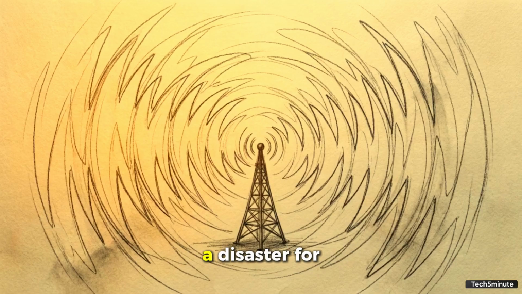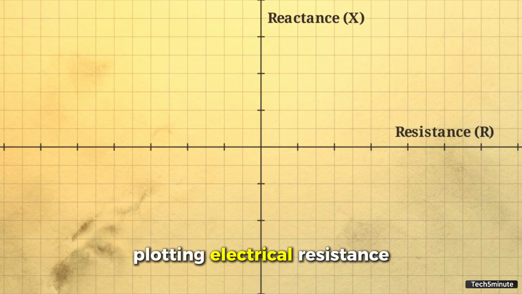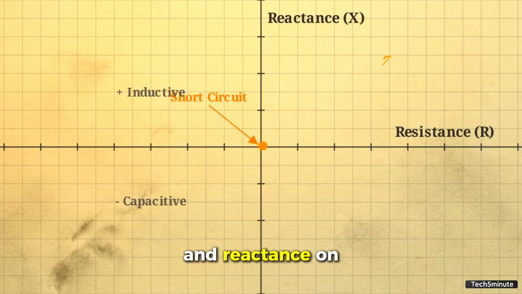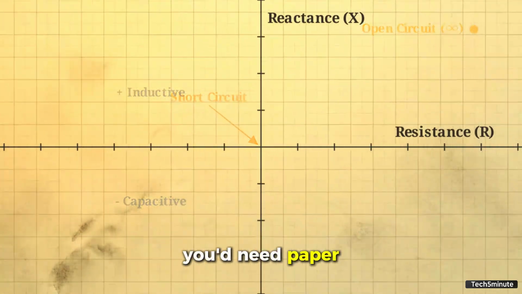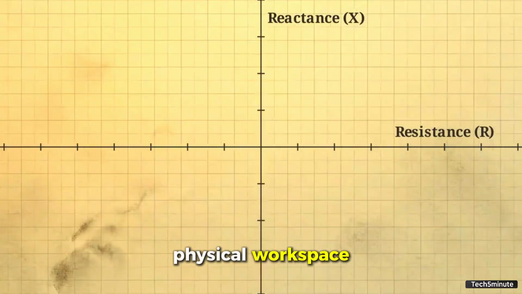These reflections are a disaster for communication. They create standing waves that distort data and prevent power from reaching an antenna. Engineers initially tried a standard Cartesian grid, plotting electrical resistance on one axis and reactance on the other. But electrical states can be infinite. To plot every possible circuit state, you'd need paper larger than any physical workspace.